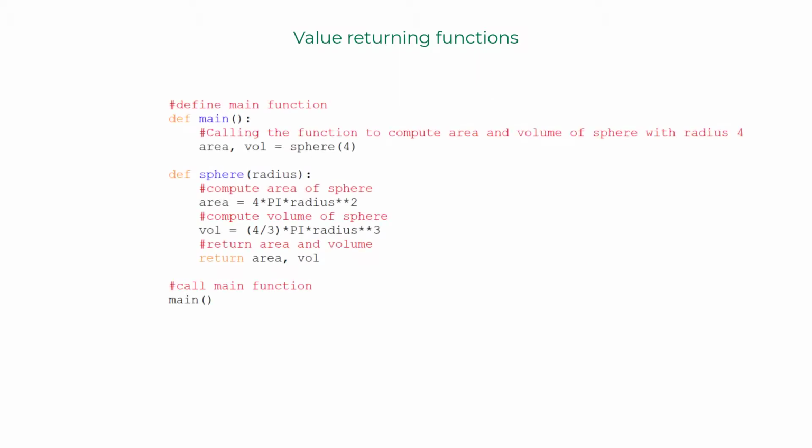Here is a program where the function returns the surface area of a sphere as well as the volume of that sphere in a single shot. If you observe the function call closely, I have written these two variables here to catch the values returned, which are separated by a comma.